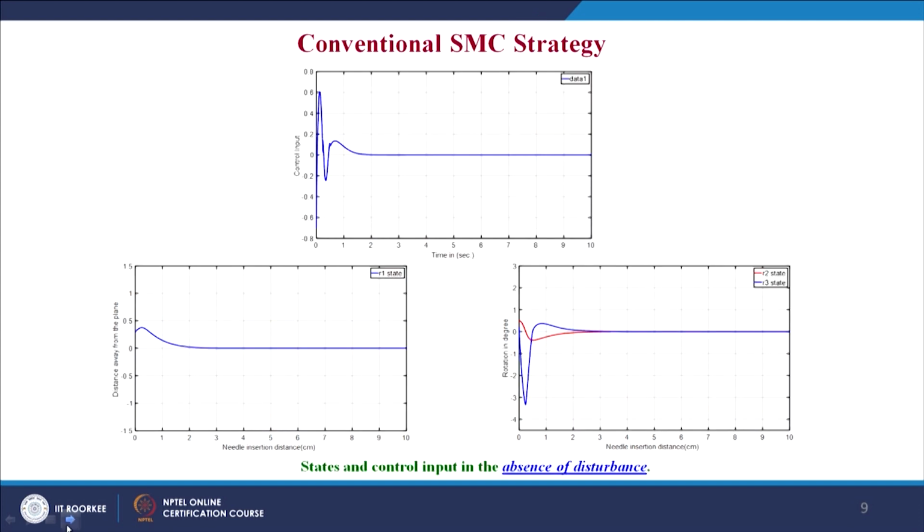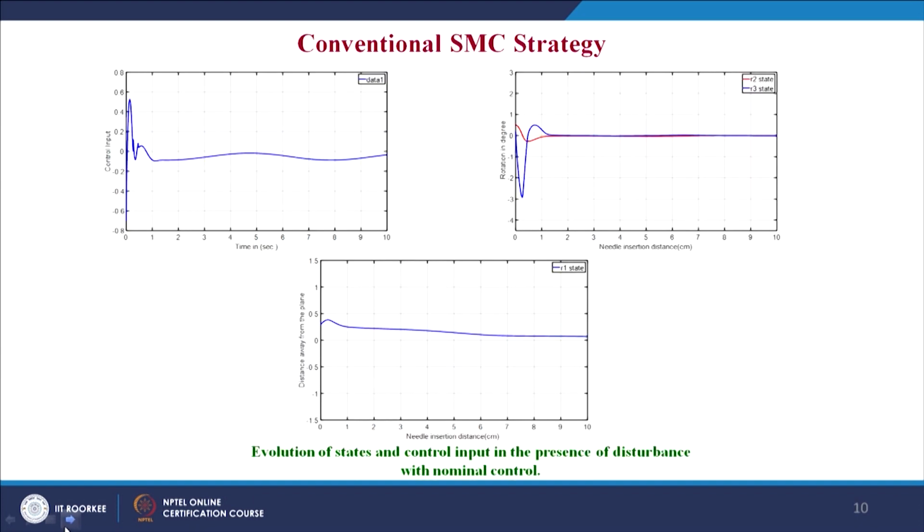Here we see the conventional sliding mode strategy without the presence of disturbance. The same system performance, the evolution of the states and the control input without chattering, can be observed with a simple state feedback controller u equal to minus kx, because there is no disturbance in this control problem.